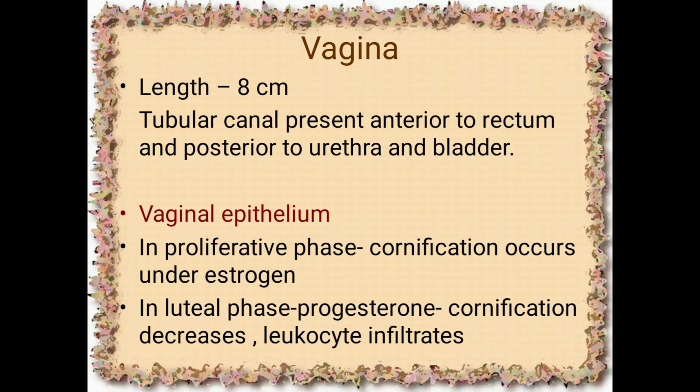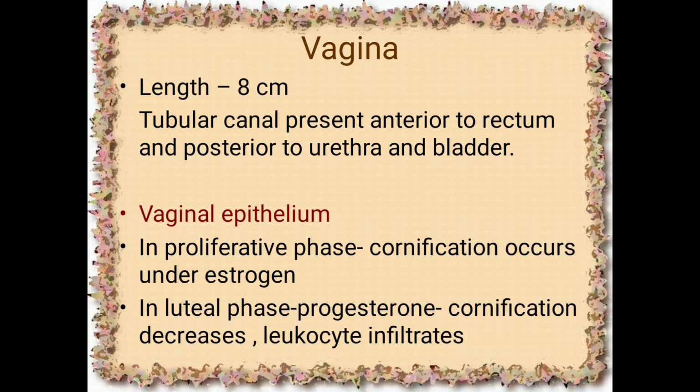This vagina is a tubular canal present anterior to the rectum and posterior to the urethra and bladder. It connects the opening in the vestibule to the uterine cervix. The length of vagina is about 8 cm and it is highly stretchable. In the walls of the vagina, it contains muscles. Contraction of vagina during the sexual act facilitates the transportation of sperm into the uterus.